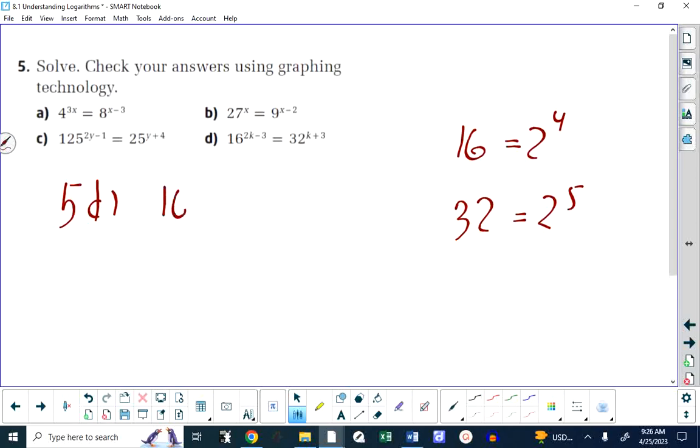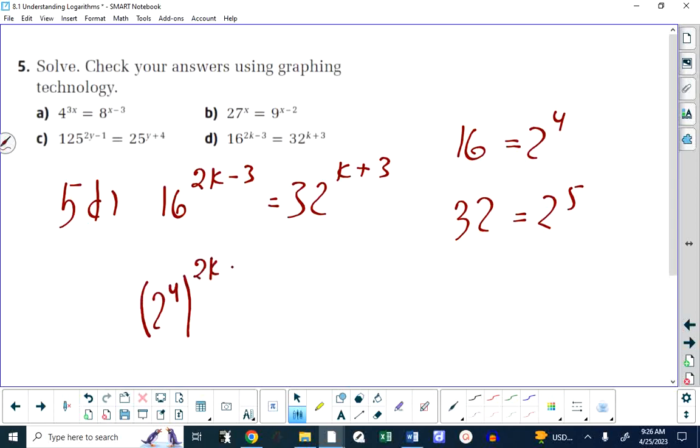I'm going to rewrite the whole equation. 16 raised to the exponent of 2k minus 3 is equal to 32 raised to the exponent of k plus 3. So the 16 becomes 2 raised to the 4, and that in turn is raised to the 2k minus 3. The 32 is 2 raised to the 5, which in turn is raised to the k plus 3.